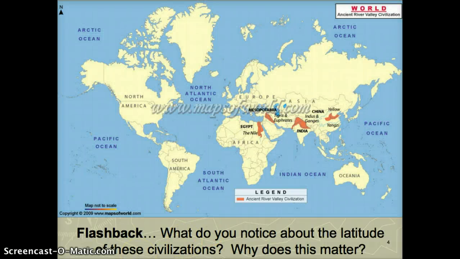So here we are, a flashback. What do you notice about the latitude of these civilizations, and why does this matter? Now, we've already talked about this. We know that between 20 degrees north and 40 degrees north, you have this critical sweet spot in the global climate where these civilizations develop. You have warm enough climates where you have good soil. You're able to have big, large-seeded grasses and large domesticated animals, and those factors come together to give you the perfect situation right here in this latitude band.